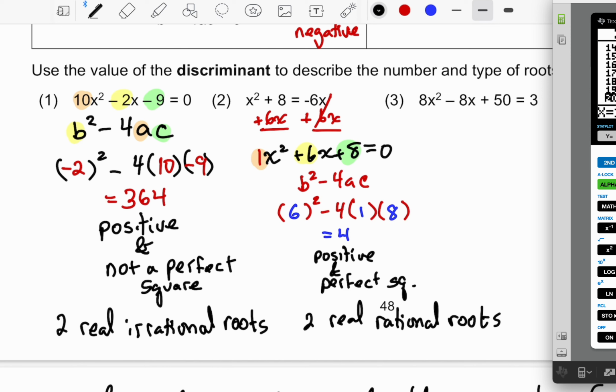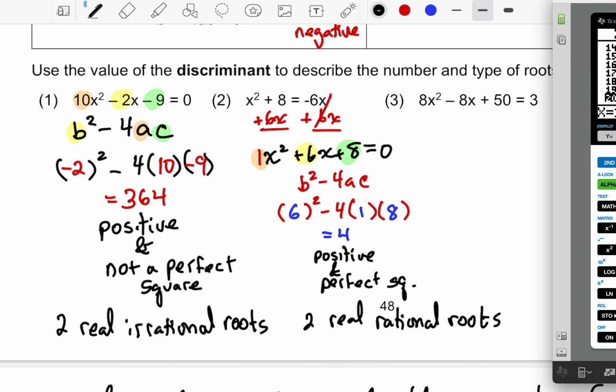All right, this is telling me that if I wanted to solve this quadratic, x squared plus 6x plus 8, I don't have to use completing the square. I don't have to use quadratic formula. I could just do it by factoring. The rational part is what makes that determination.